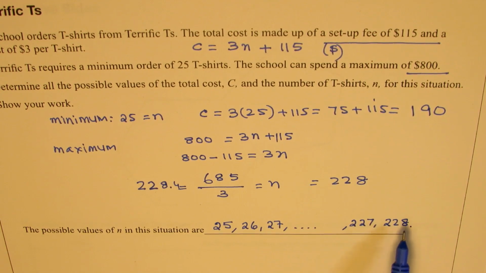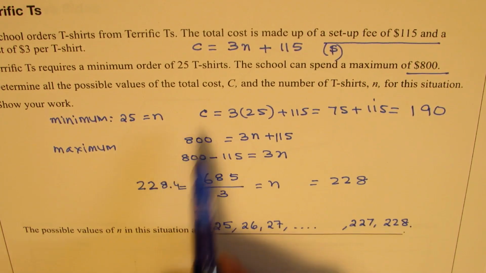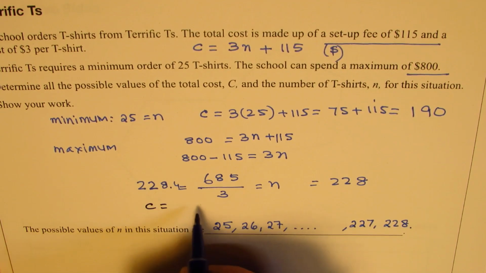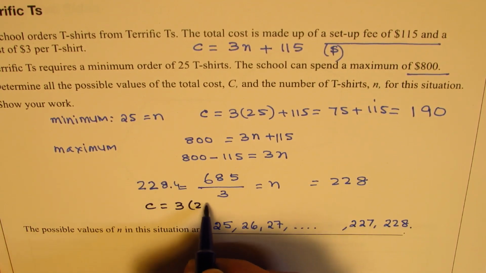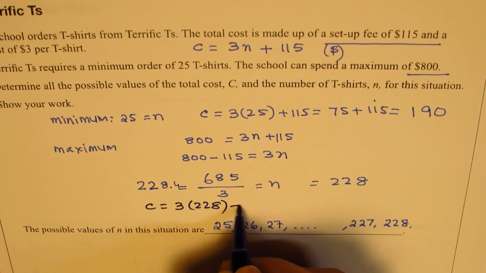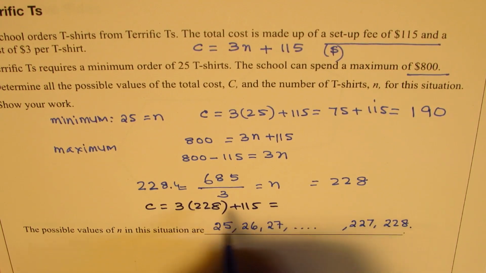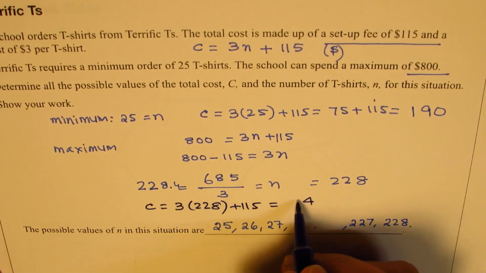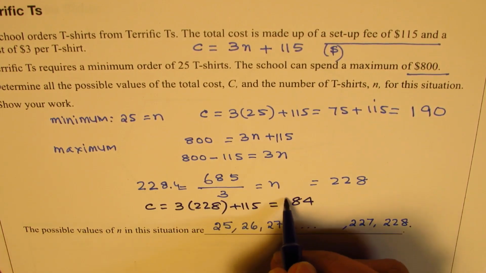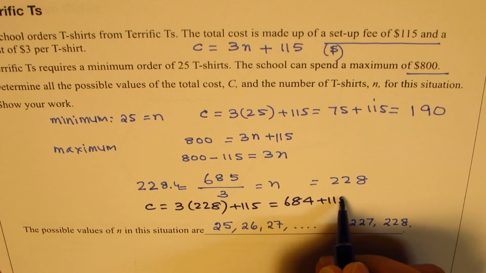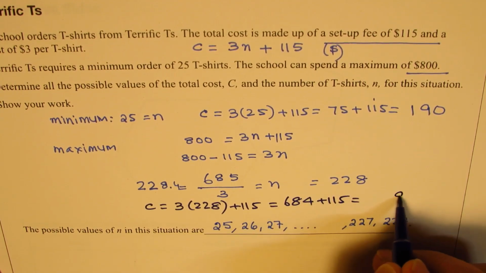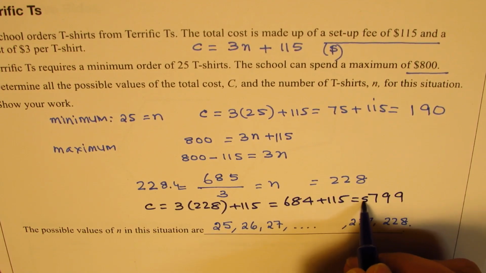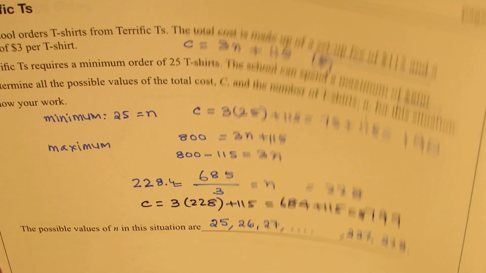Now, let us also see for 228, what is the cost? So let's find the cost for 228. So cost is equal to 3 times 228 plus 115, right? So 3 times 8 is 24, 2. 3 times 2 is 6 and 2, 8. 3 times 2 is 6 plus 115, right? So 5 plus 4, 9. 1 plus 8, 9. 1 plus 6, 7. So its maximum is $799.